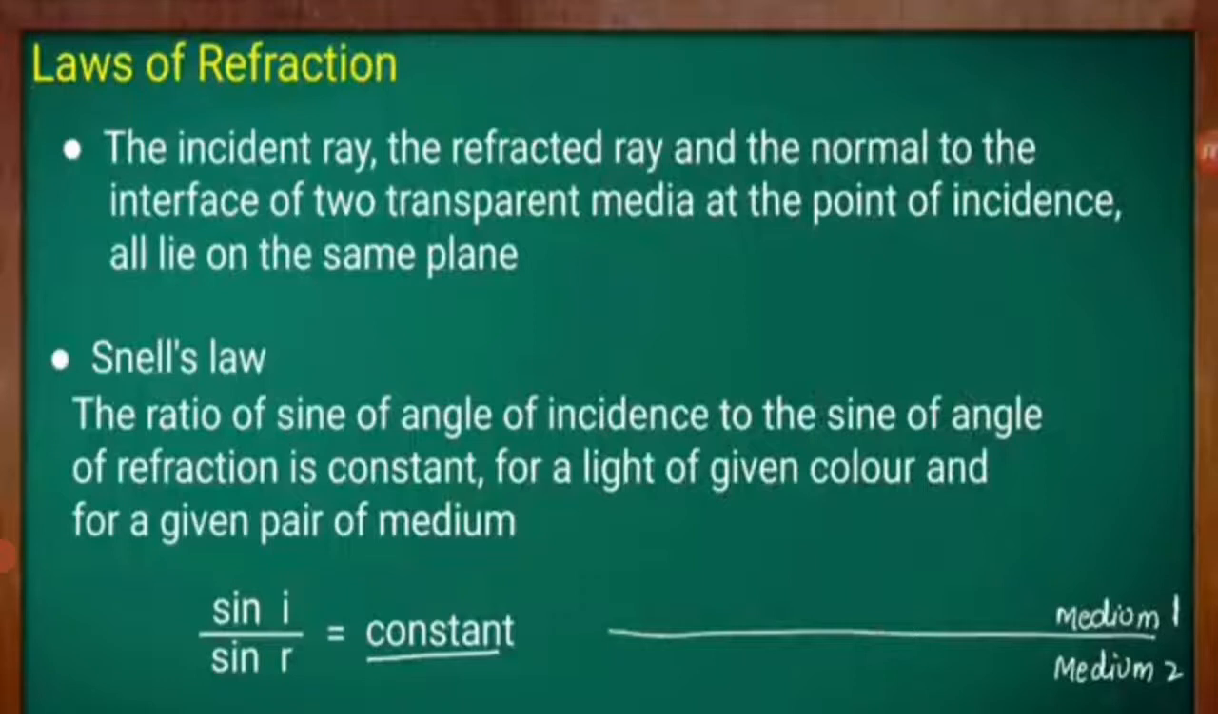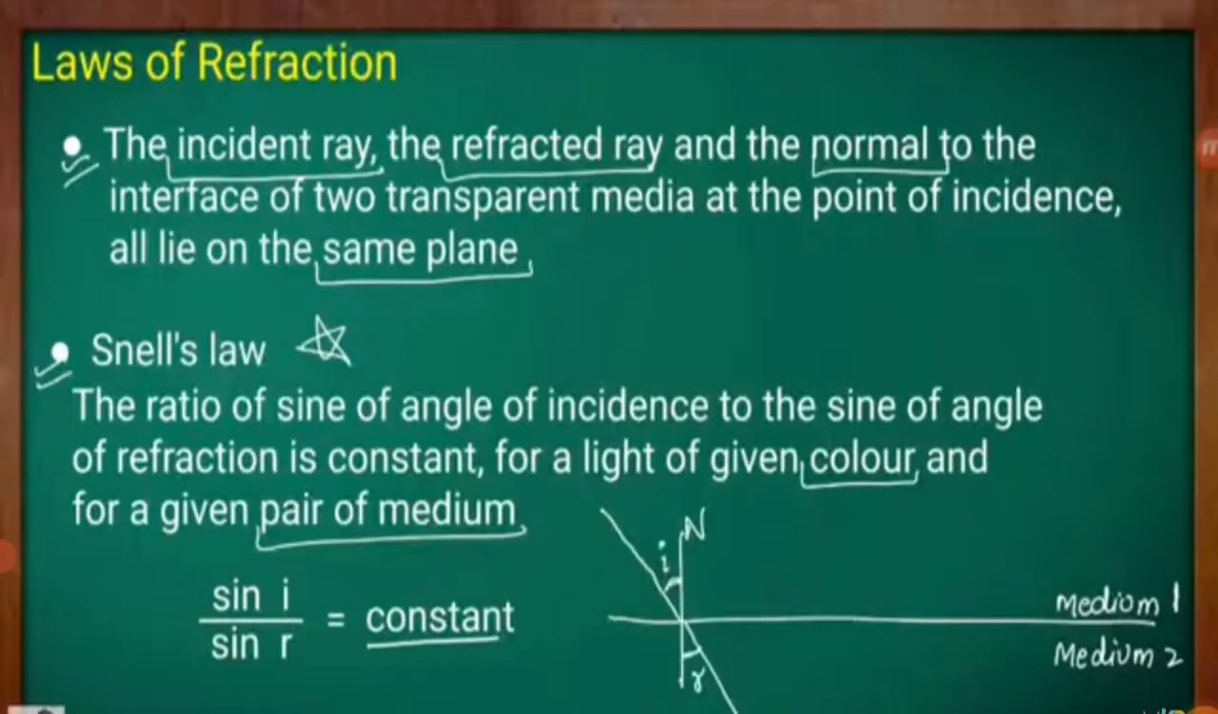The second law is also known as Snell's law. It says that the ratio of the sine of the angle of incidence to the sine of the angle of refraction is constant for light of a given color and for a given pair of media. That is, sin i by sin r is equal to a constant. You are already aware of trigonometric ratios, children.